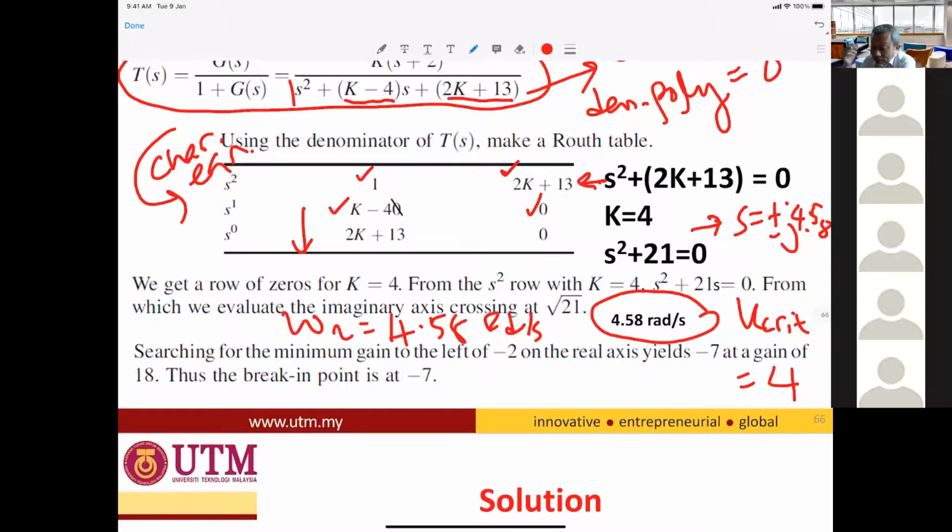Searching for the minimum gain to the left of minus 2 on the real axis, we get minus 7 and a gain of 18, thus the break-in point is minus 7.